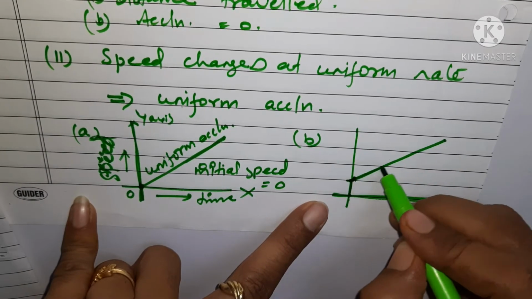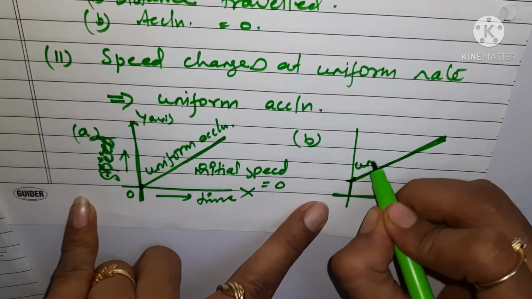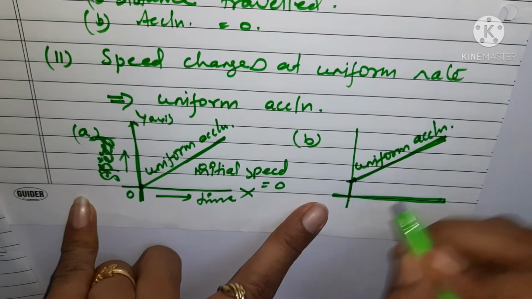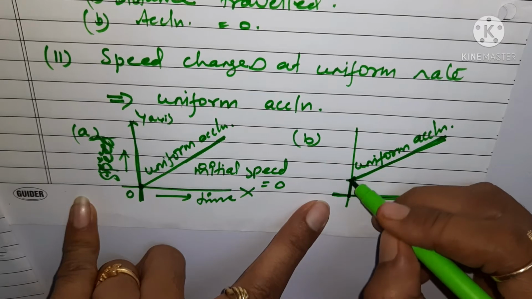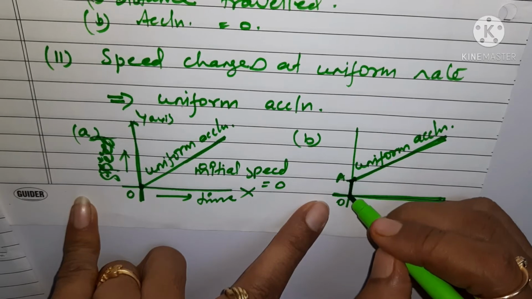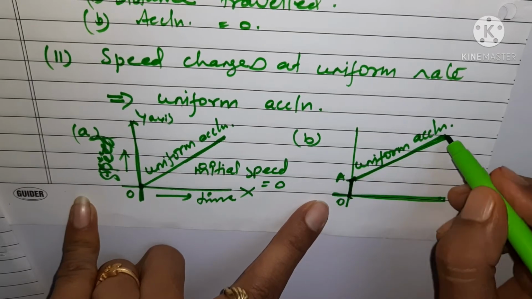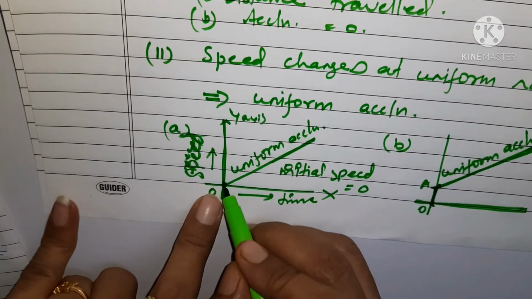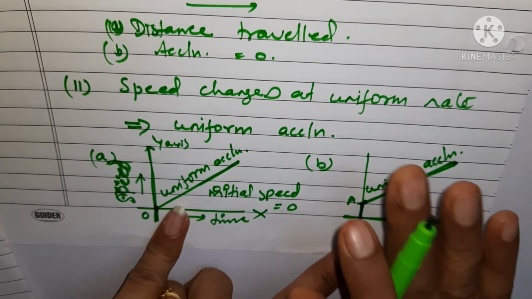In that case, what do you get? You are getting again a straight line graph, but that straight line graph is not starting from the origin. Why is it not starting from the origin? Because it attains a speed. You can see, if this is O and this is A, then OA is the initial velocity, and then it goes on increasing here. So in this case it is not starting from the origin, whereas in the earlier case the initial velocity is 0, and in this case it has some initial velocity. It is not 0.